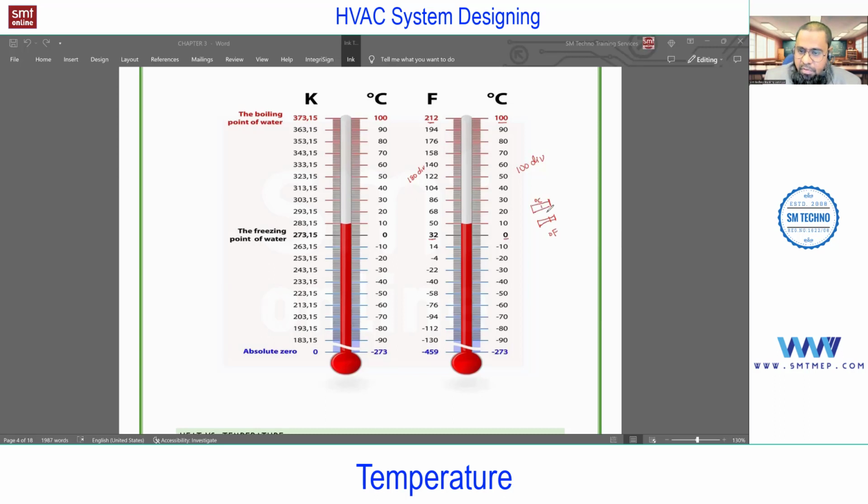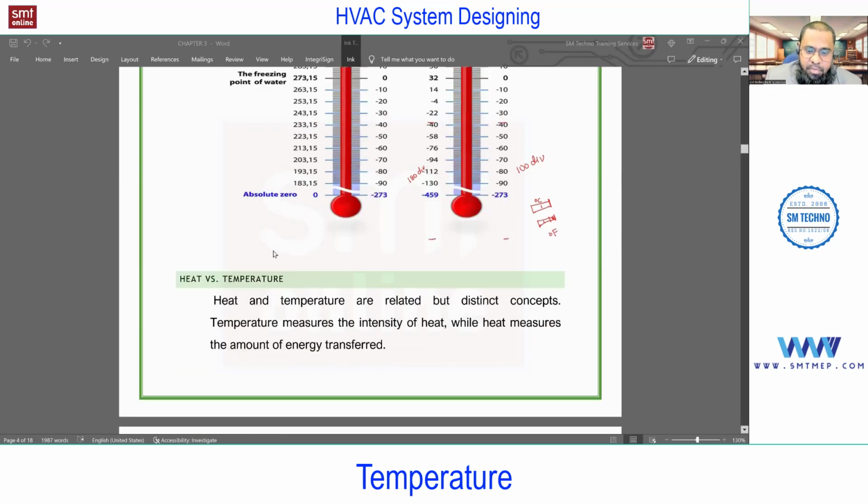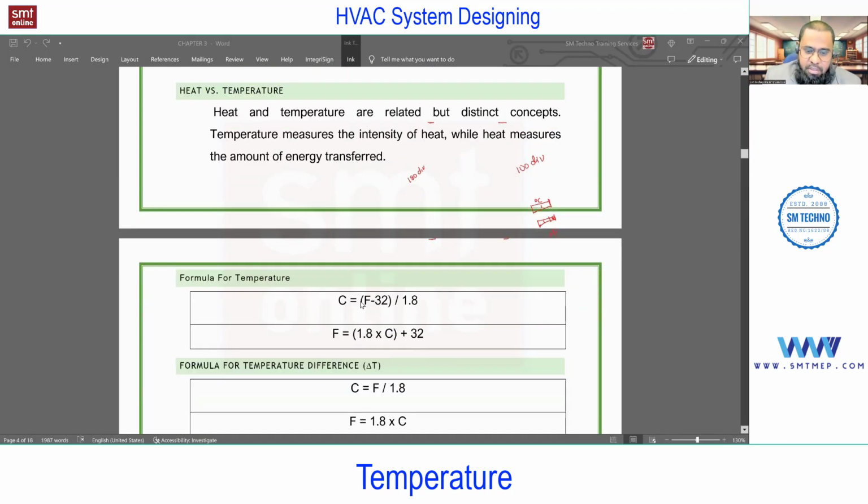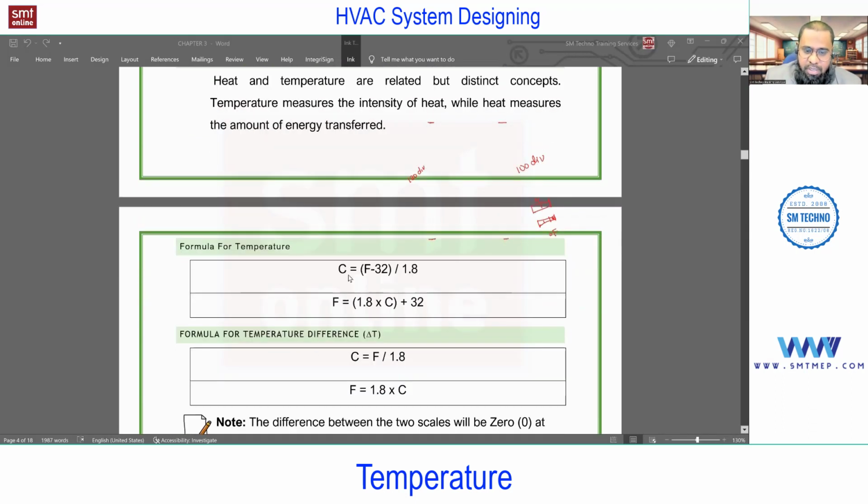This is one division. This is what? 1.8. Suppose this is 0.8. Getting my point? So one division of centigrade is equal to 1.8 divisions of Fahrenheit. That's the reason in the formula we are dividing by 1.8 to get the result in centigrade. I'm just trying to give the concept. Nobody will ask in that much detail in an interview, but as an engineer, you should be aware of this.